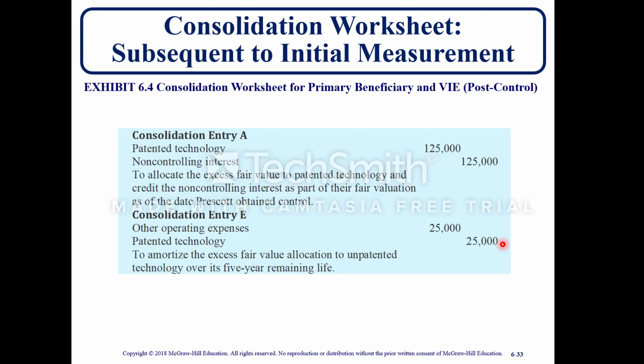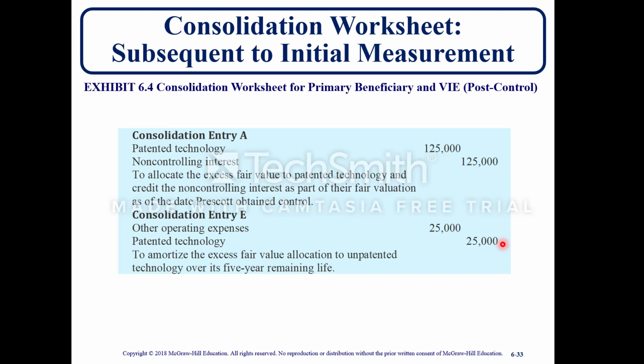Consolidation entry A is to allocate the excess fair value of the patent technology and credit the non-controlling interest as part of the fair value valuation at the date Prescott obtained control, which is a $125,000 debit to patent technology and a credit to non-controlling interest. And consolidation entry E is to amortize the excess fair value allocation to patent technology over its 5-year remaining useful life, which is $25,000, a debit to operating expense and a credit to patent technology.